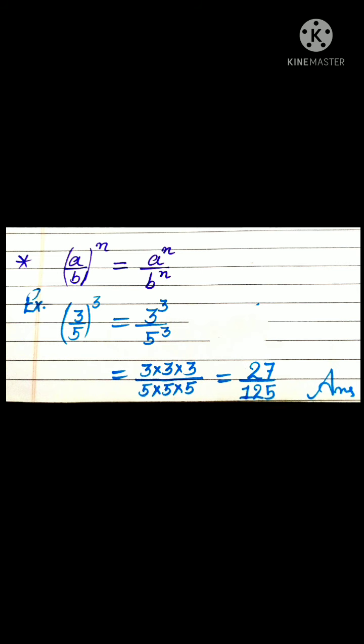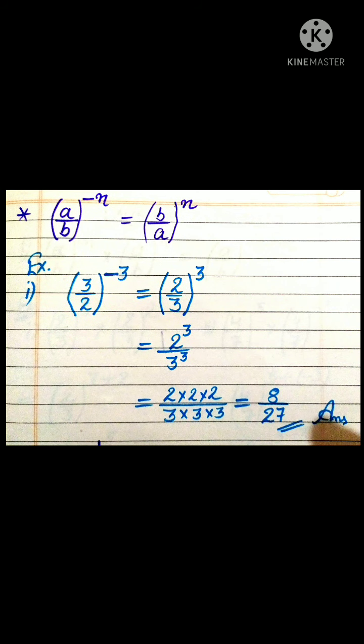Now next is, as you are seeing here, if a rational number a upon b is having whole power minus n, that is having negative power, then how we can solve this? So what we do here, we will write the reciprocal of a upon b. So the reciprocal of a upon b will be b upon a. Then what happens, this negative power will become positive. Now we can solve this easily. Like as you are seeing the example, it is 3 upon 2 to the whole power minus 3.